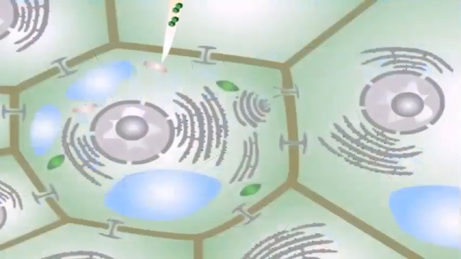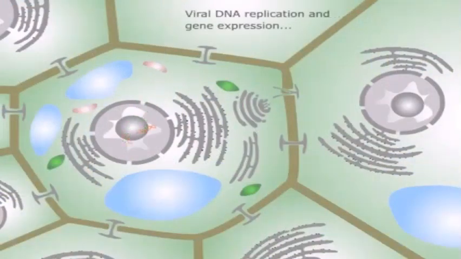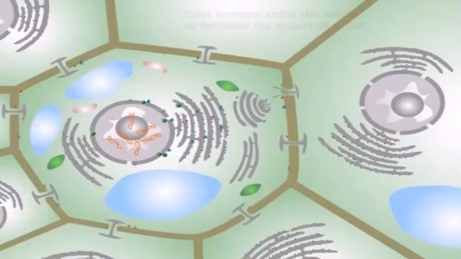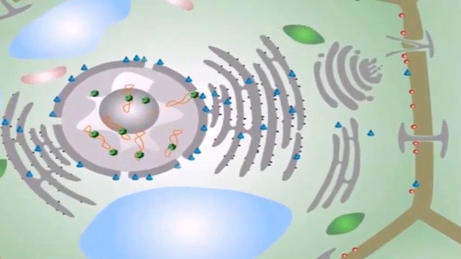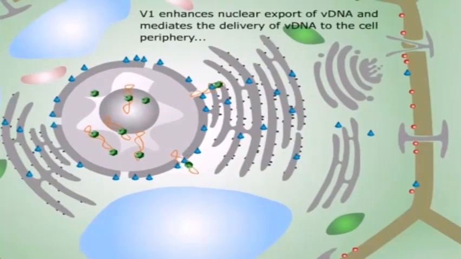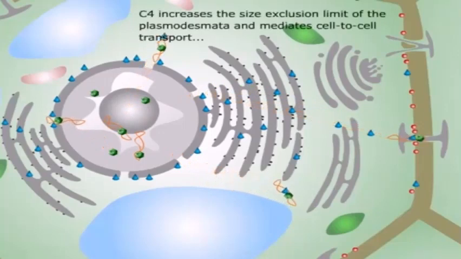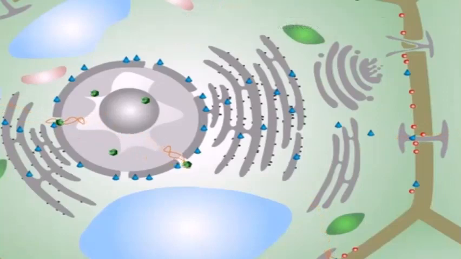Virions are introduced into phloem-associated cells when whiteflies feed on tomato. The virus enters the nucleus and there is replication and gene expression of the viral DNA. The coat proteins enter the nucleus to facilitate the export of viral DNA. V1 protein enhances the nuclear export of viral DNA and mediates the delivery of viral DNA to the periphery. C4 protein increases the plasmodesmata size and mediates cell-to-cell contact.